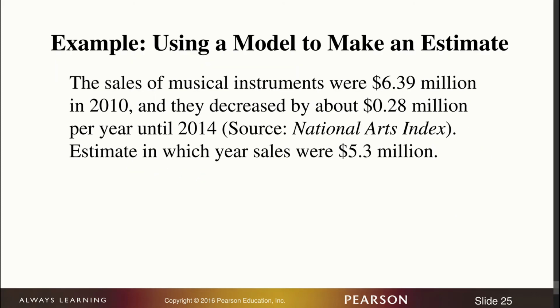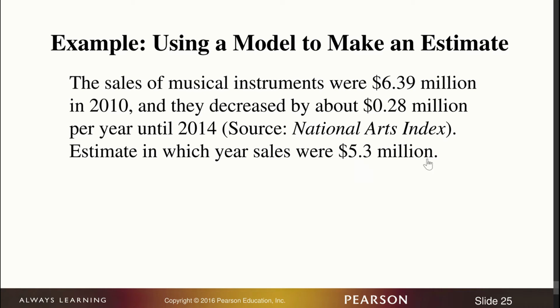Okay, so as the last problem we're going to look at, we're going to use a model to make an estimate. In fact, first we're going to actually create the model. The sales of musical instruments were 6.39 million in 2010, and then they went down from there by 0.28 million per year until 2014. We want to know which year resulted in a sales of 5.3 million, right?